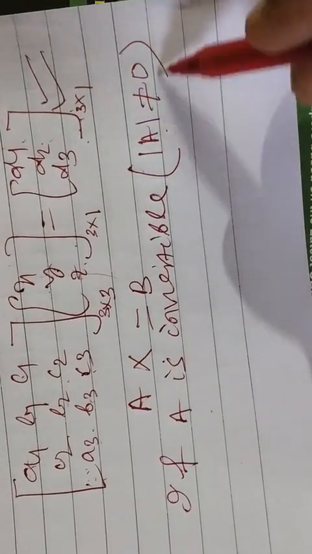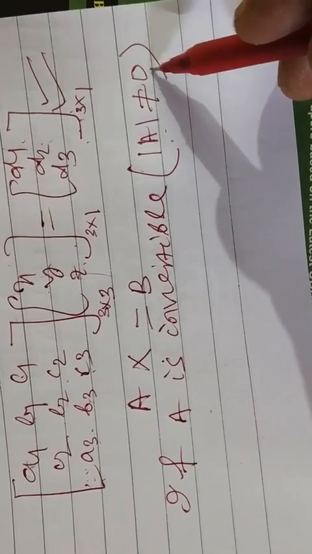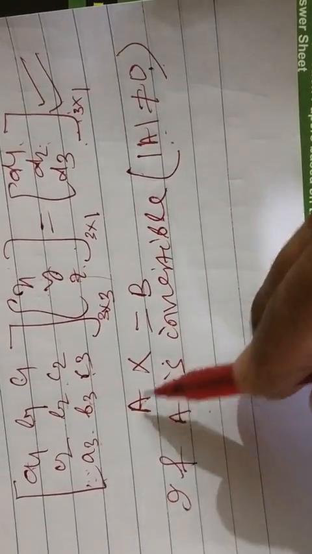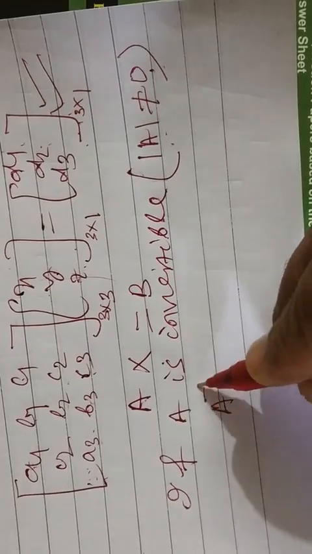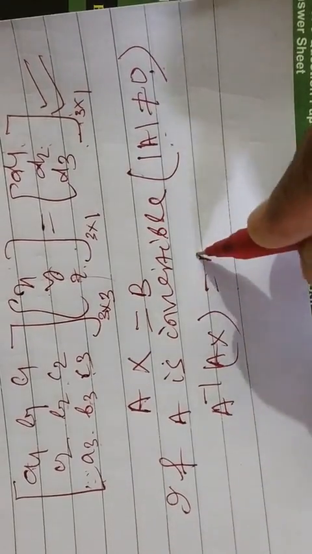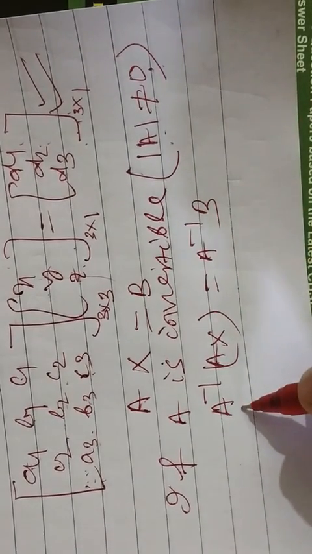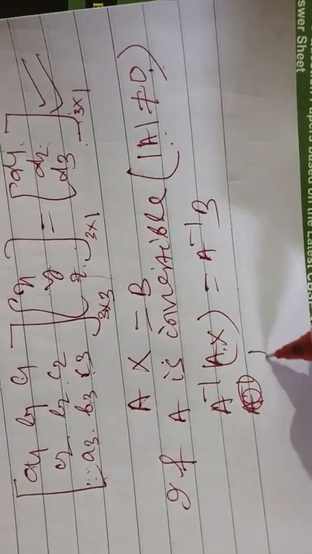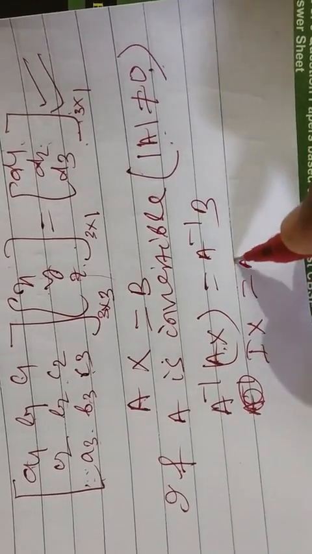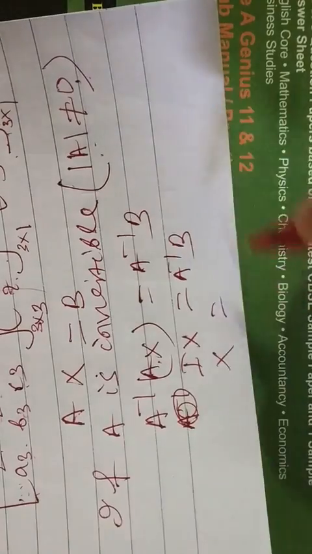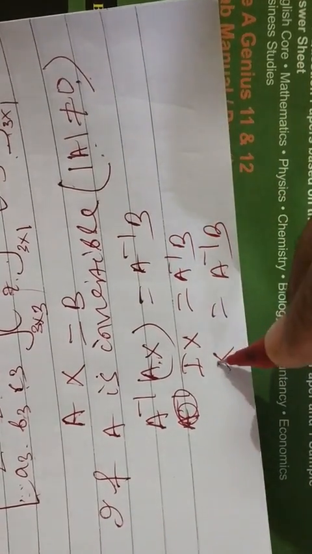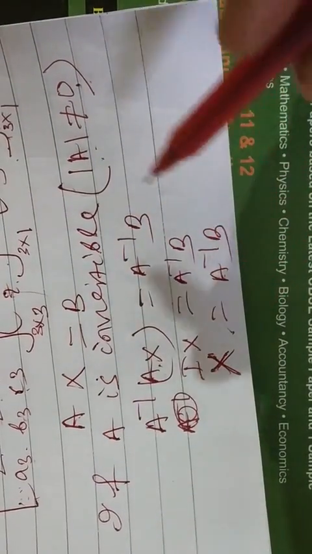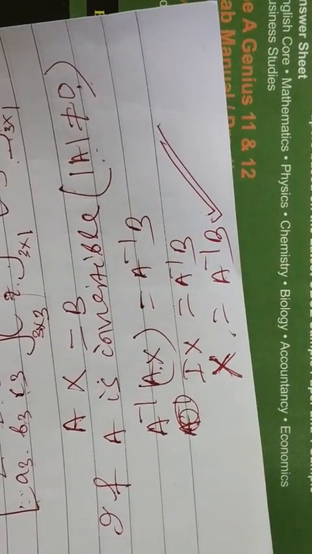Now if the determinant of A is not 0, or when A is non-singular, or A is invertible, then I can get A inverse. Multiplying A inverse on both sides, I get A inverse AX equal to A inverse B, and matrix multiplication is associative. A inverse into A becomes I, so IX equal to A inverse B, so X is A inverse B. Then the matrix X is nothing but the matrix of variables. So in this way I will get the solution.